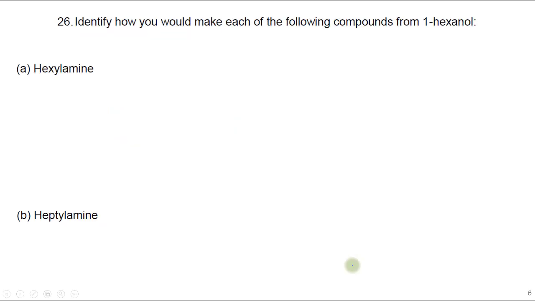Now we're making all these from hexanol. I need to make hexylamine. So I'm going to make this into a Br. Actually, I will use PBr3 to do that. NaN3 followed by H2, Pd, and that should get me my target molecule.